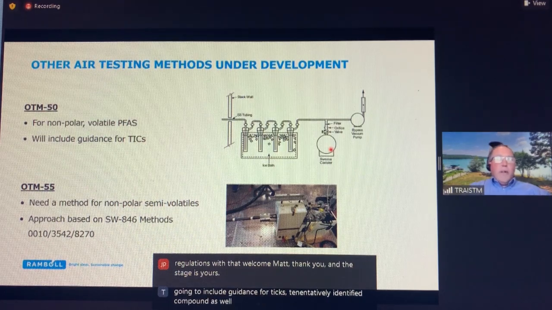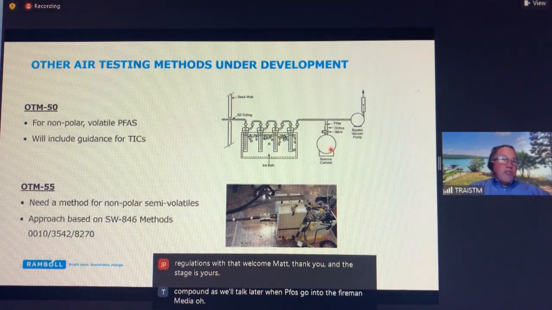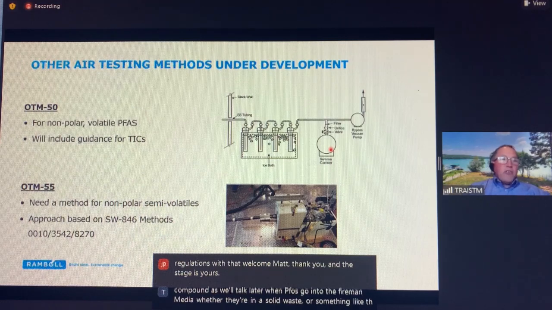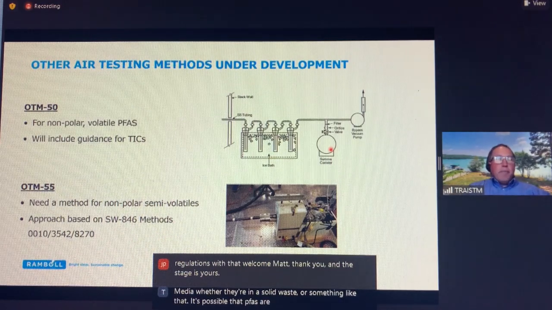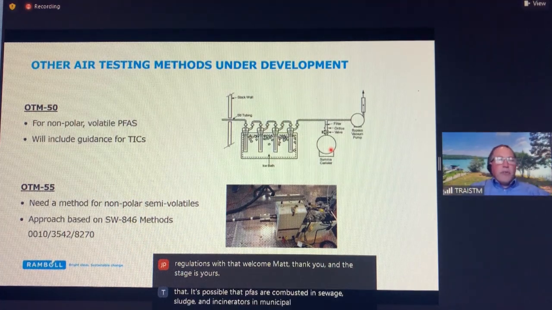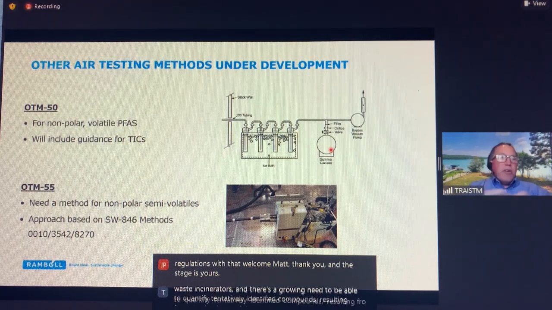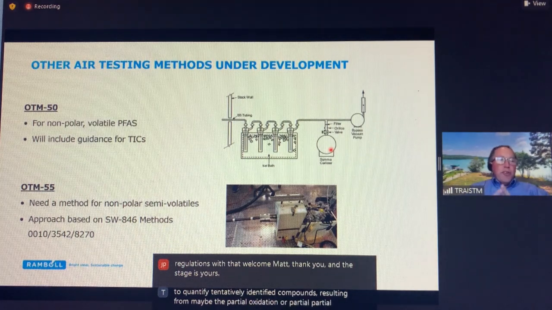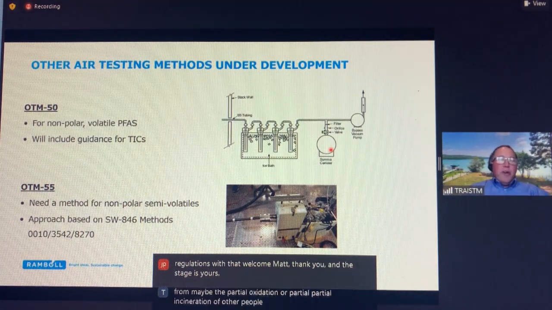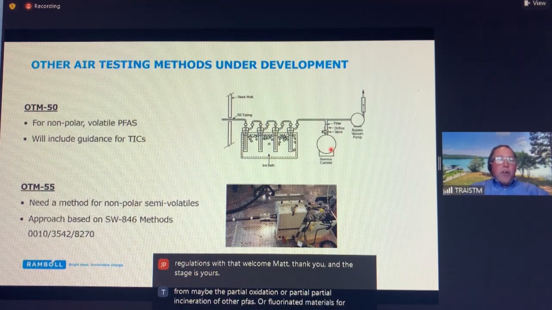As we'll talk about later, when PFAS go into environmental media, whether they're in a solid waste or something like that, it's possible that PFAS are combusted in sewage sludge incinerators, in municipal waste incinerators. And there's a growing need to be able to quantify tentatively identified compounds resulting from maybe the partial oxidation or partial incineration of other PFAS or fluorinated materials for that matter. So OTM50 is a step in that direction.